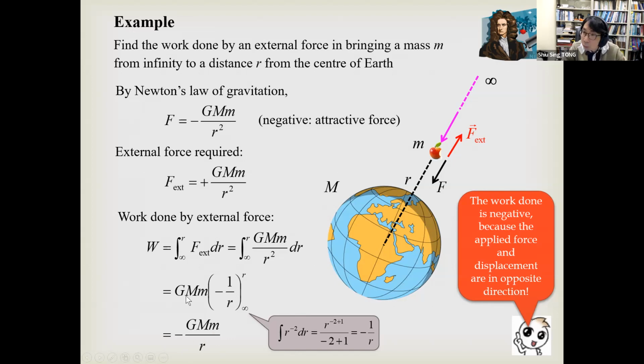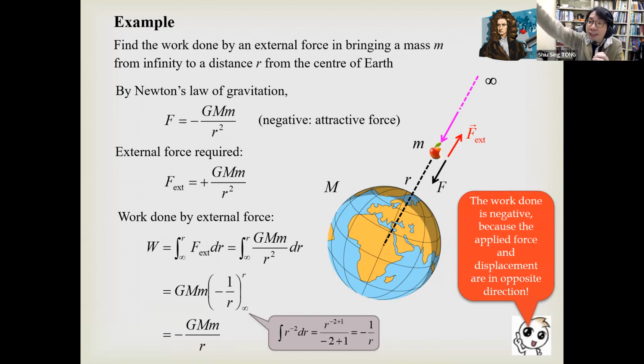Okay, so this is the work done by the Superman in bringing the apple from infinity to a distance r from the Earth center. Now, why is the work negative? You can see the work is negative. Why? Because as you see, the Superman is holding the apple, preventing it from being attracted towards the Earth center, right? So the force is in the outward direction.